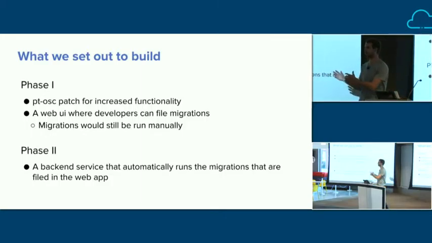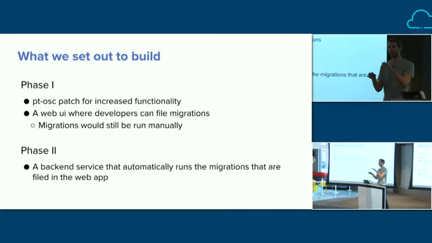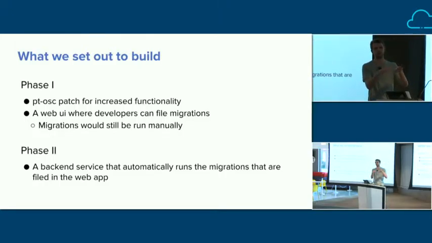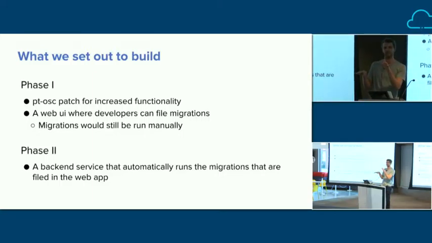But at that point, migrations would still be run manually. Developers would go file them there. The DBA team would then go run them manually. We would update the UI so the developers could see the status. But the end experience for the developer was the same at that time. It was just the DBAs were the back-end service doing the actual work. So phase two was to write a service that will automatically do the back-end work, so automatically run the migrations for us.